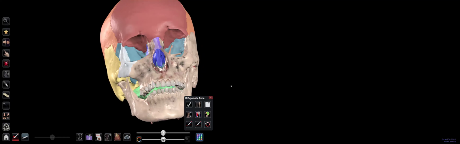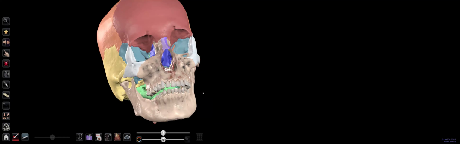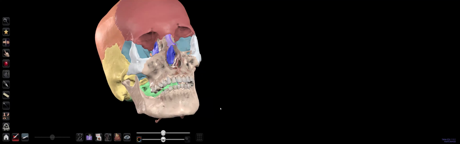That's the zygomatic bone. Now, there's the zygomatic bone on the other side right there. We'll color that one too. The maxilla. The maxilla is the jaw here. And you can see there's the right and the left, but they make up the maxilla.